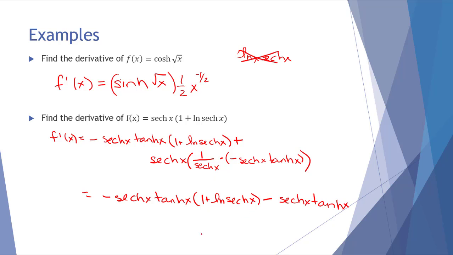Now you could rewrite this a couple other ways. You can factor out the hyperbolic secant x, hyperbolic tangent x. You can factor out negatives, but the basics of this derivative are correct as is. And that's how you take derivatives of hyperbolic functions.